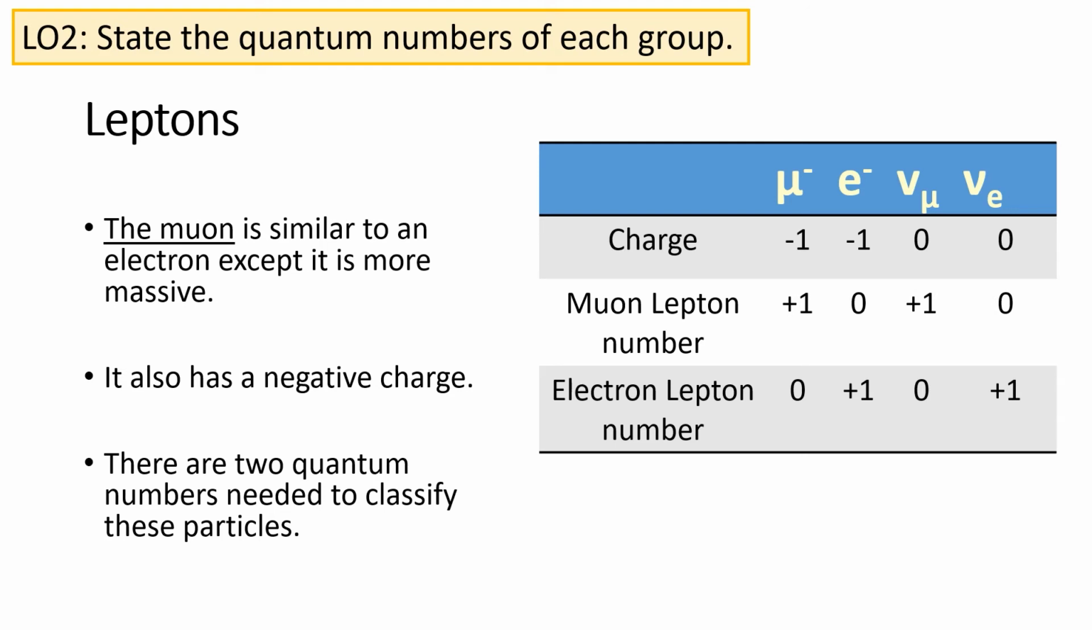The other type of particle we've already met, which is also a lepton, is the neutrino. We have a neutrino associated with each of these different particles. There's the electron neutrino and the muon neutrino.